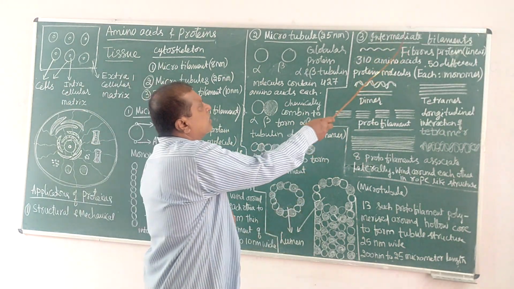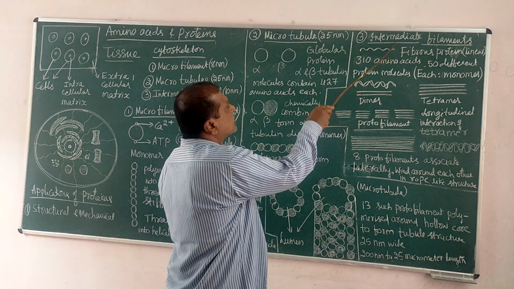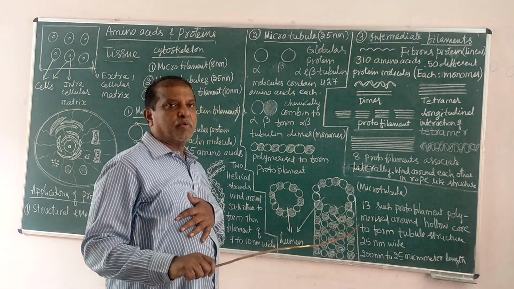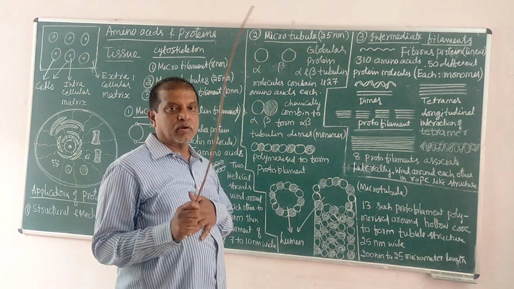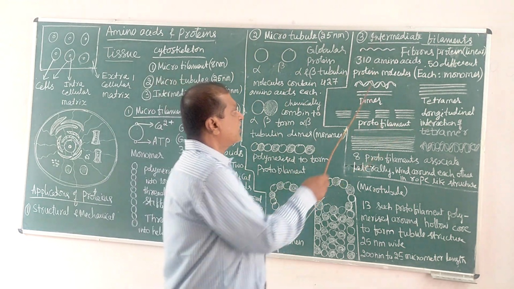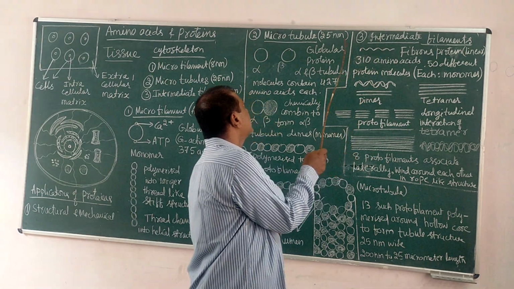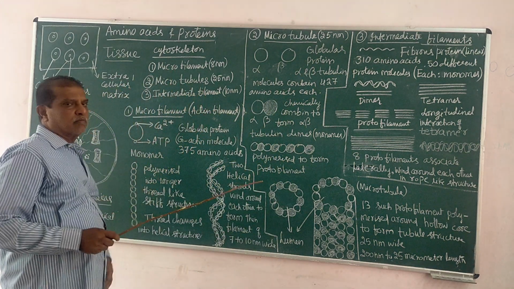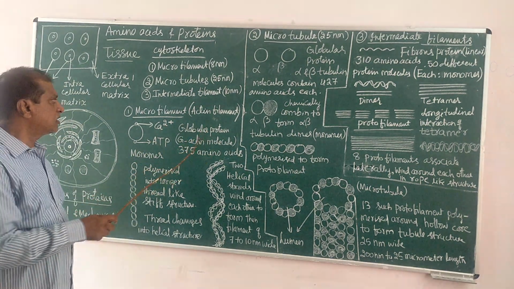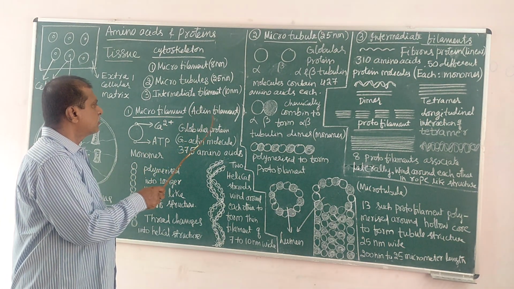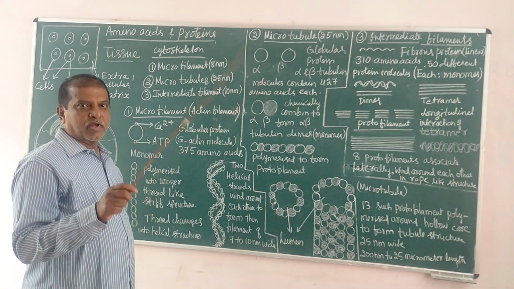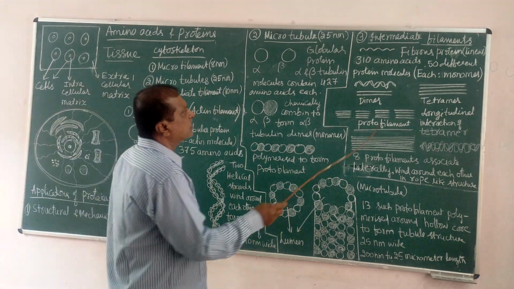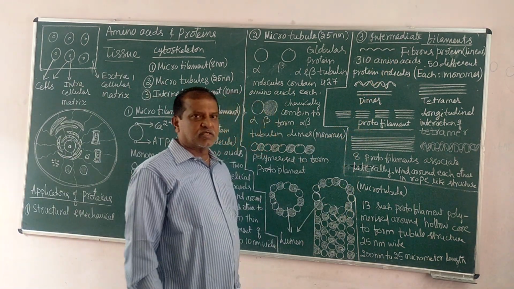These are named differently in different cells. The intermediate filament is named keratin in the epidermis, the epithelial layer. Keratin is an important material. Likewise, we have the microfilament, called actin filament in muscle cells. As I told you, actin filament is involved in the conversion of chemical energy into mechanical energy for muscular action.